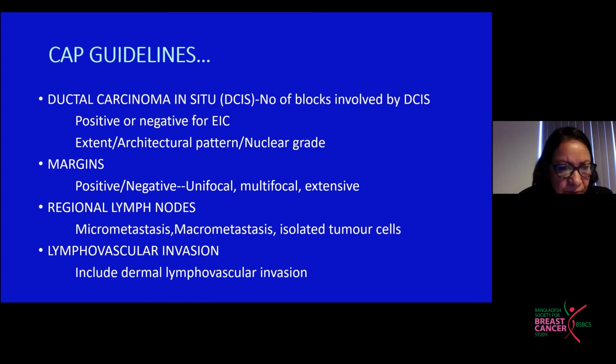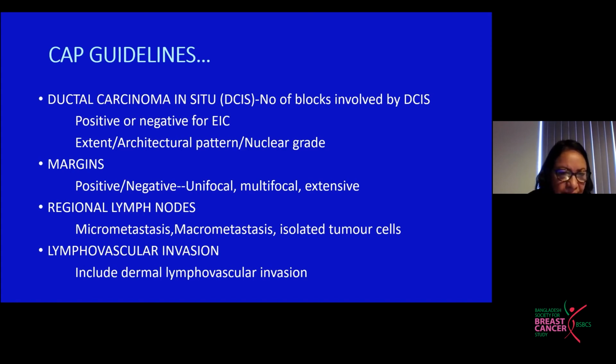And also, in case of regional lymph nodes, we have to examine for micrometastasis, macrometastasis, or isolated tumor cells. So we have to take as many sections from the lymph node as possible to look for isolated tumor cells or micrometastasis, which is hard to find. So micrometastasis means the metastatic focus starting from 0.2 millimeter up to 2 millimeter in size. And isolated tumor cells means less than 200 tumor cells in a metastatic deposit.